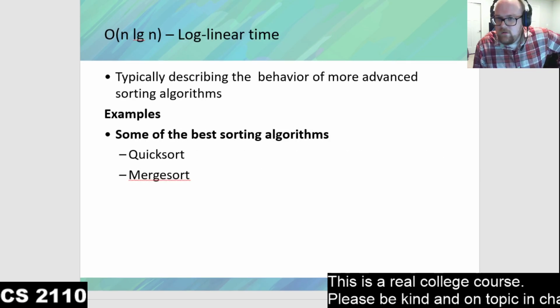Log linear is interesting. It tends to be sorting algorithms that have this best case. No sorting algorithm can ever be better than n log n. There's actually a proof for this. But these are the best sorting algorithms.